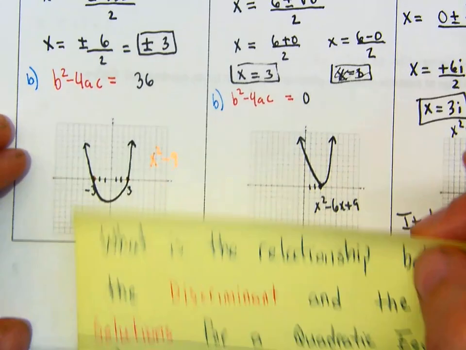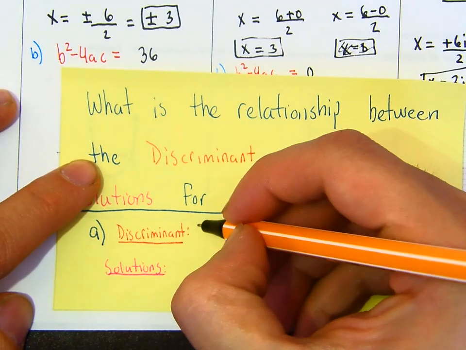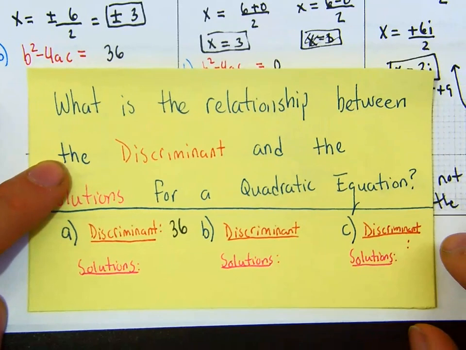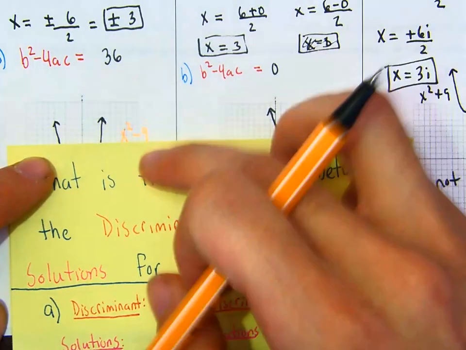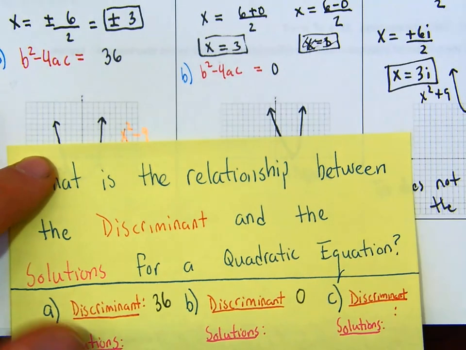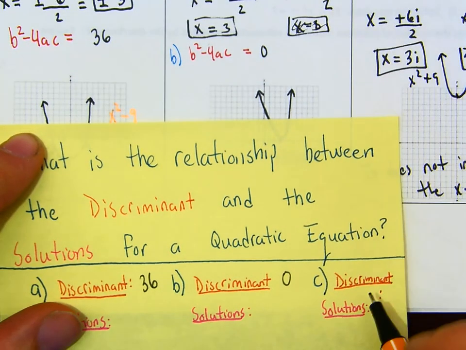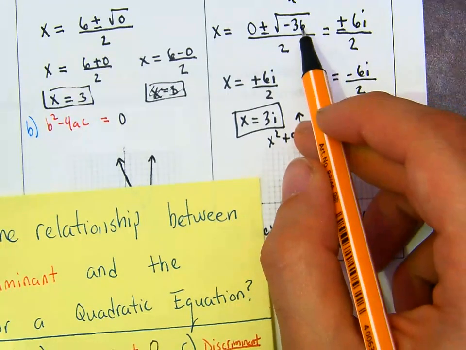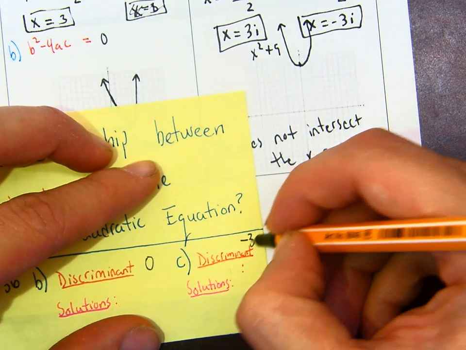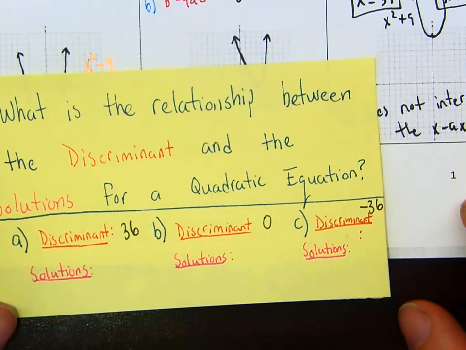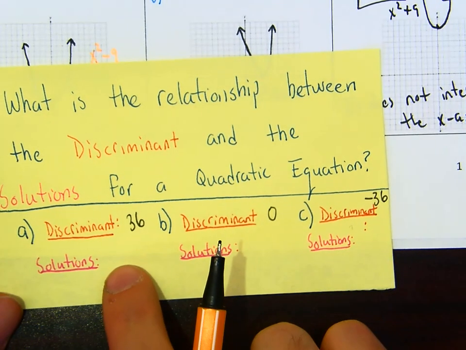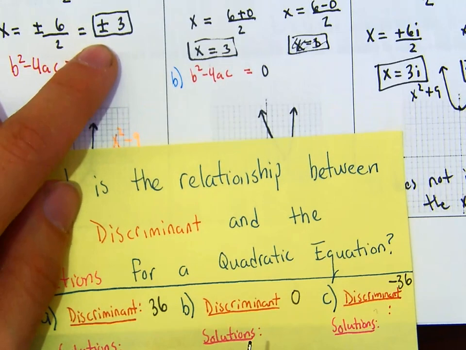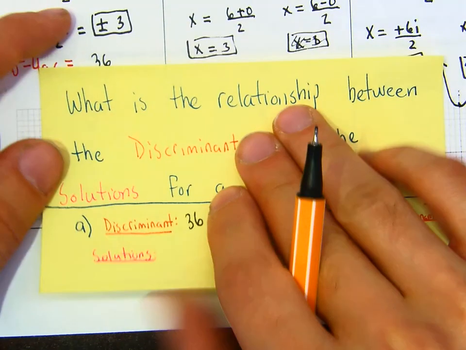For question A, what was the discriminant? We got 36. What did we get for the discriminant for the second question? We got 0. I forgot to write it down, but what was the discriminant for part C? Notice that the discriminant was negative 36. So now notice, what were the solutions we got?